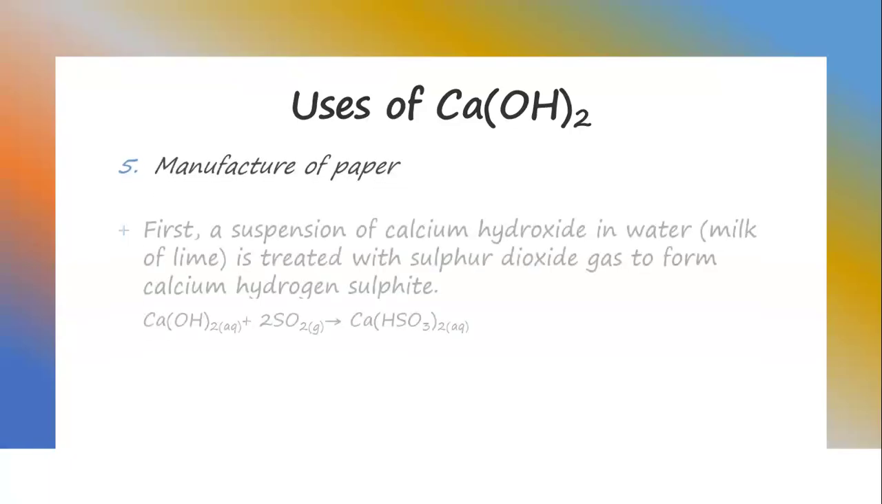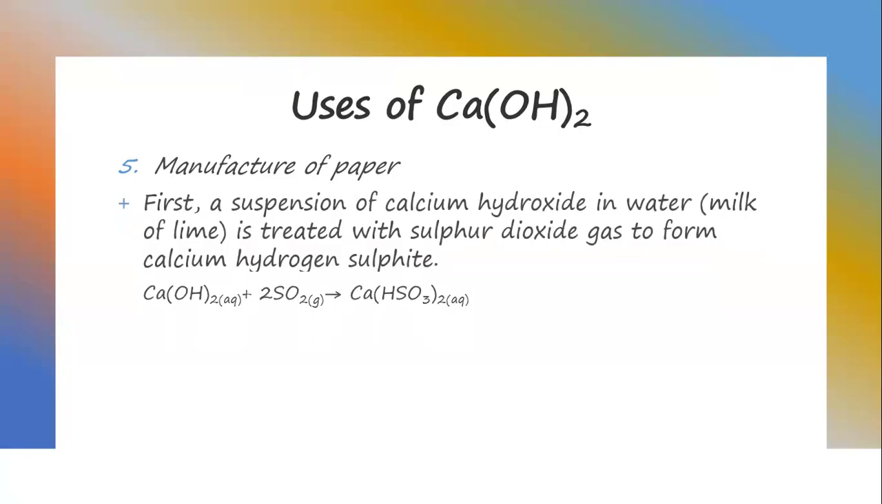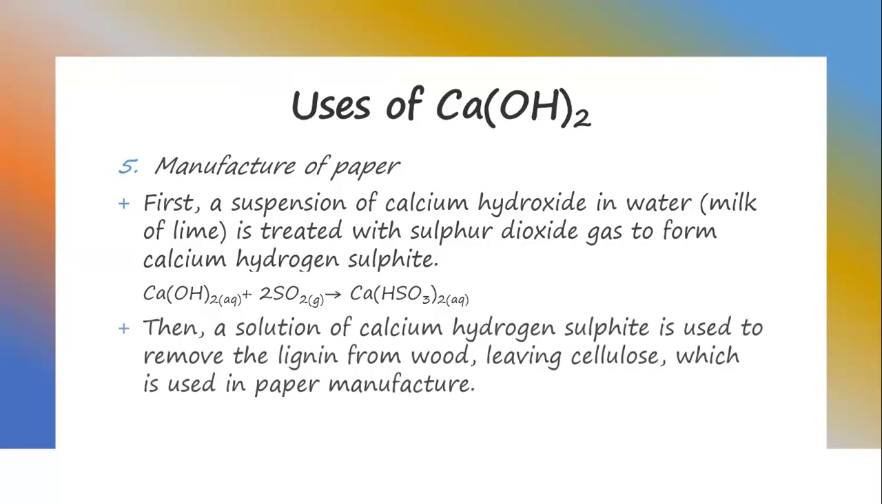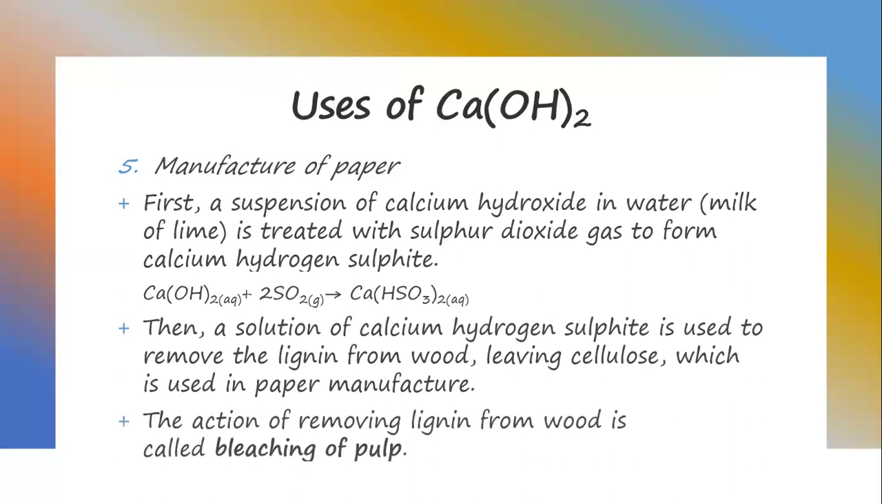The other one is the manufacture of paper. First, a suspension of calcium hydroxide in water, milk of lime, is treated with sulfur dioxide gas to form calcium hydrogen sulfite, as you can see in the reaction. Then a solution of calcium hydrogen sulfite is used to remove the lignin from wood, leaving the cellulose, which is used in paper manufacture. The action of removing the lignin from wood is what we call the bleaching of the pulp. So that's how paper is manufactured.